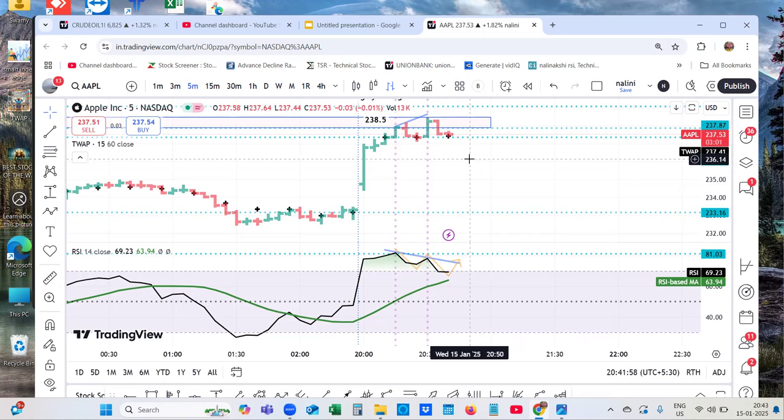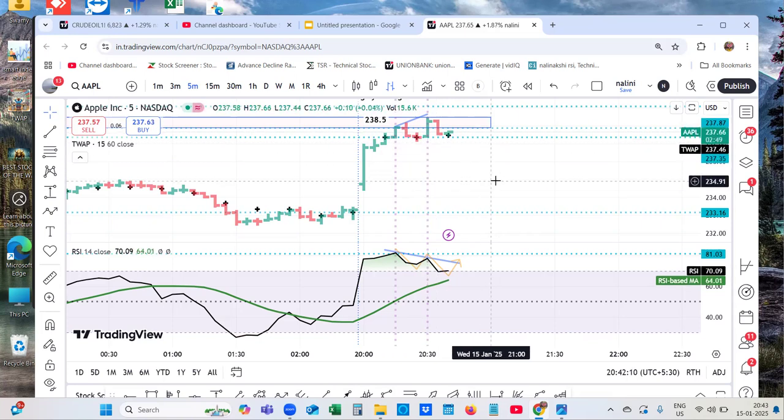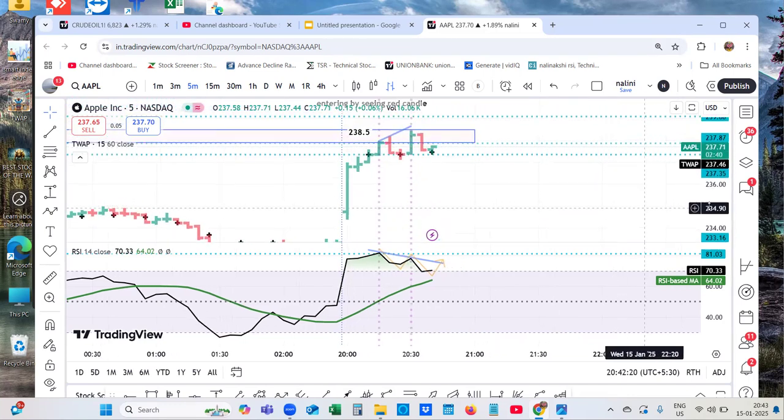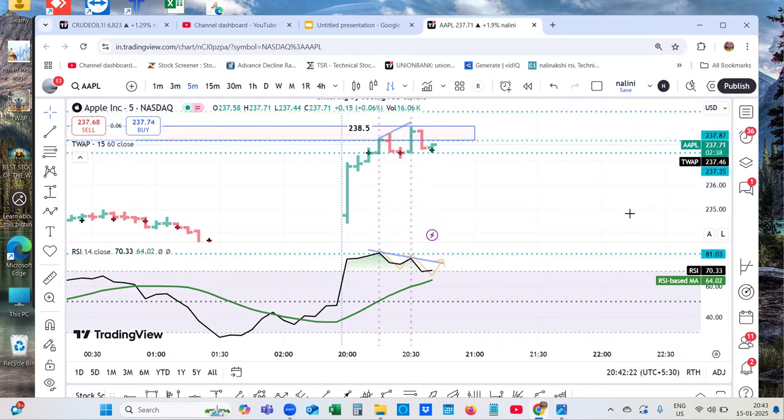Let us wait and see what happens to the price, because price has not closed below 237.4. Now it is trading around 237.63. The price is moving higher in this candle. It is a green candle. So let us check whether our observation is right or not. We should not be stopped out in our trading.